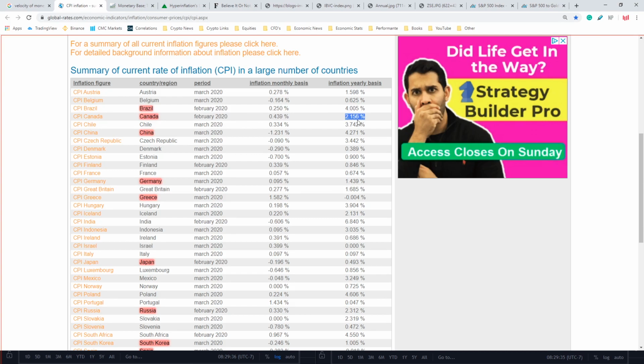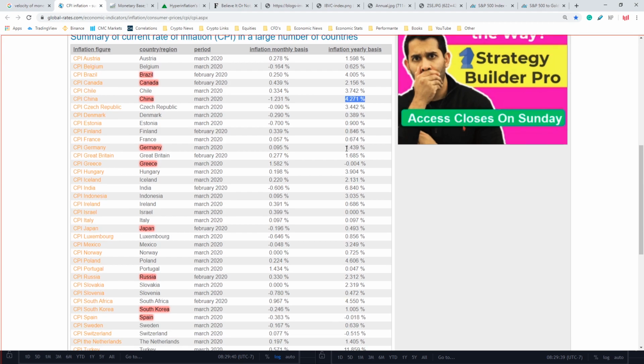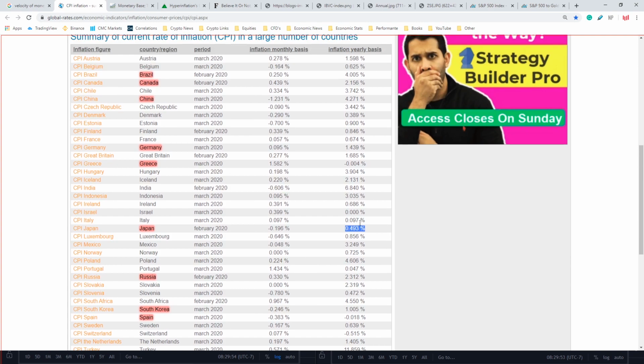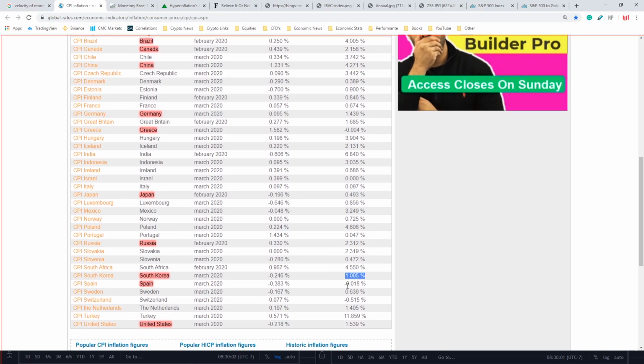Canada doing not too bad, 2.1. China's 4.3 almost. Germany sitting at 1.5. Greece actually deflationary, so they're actually seeing it go down, obviously with the huge economic turmoil that they're seeing in Greece. Japan, 0.5% in a year. They've been really trying to get out of a deflationary spiral, and they just have not been able to. Russia, 2.3%. South Korea, 1%.